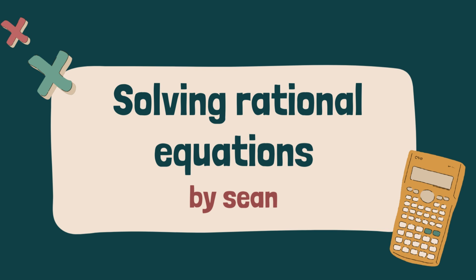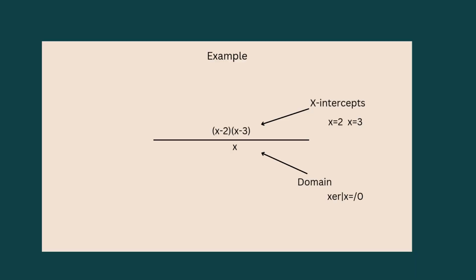Solving rational equations just means that you must find the x-intercepts of the rational function. For this example, we can see we have (x minus 2)(x minus 3) over x. Now, the numerator is always going to give us our x-intercepts. So at the top, we can see x minus 2 and x minus 3. Setting both equal to 0, we get x-intercepts of 2 and 3, which gives us our points for the graph.